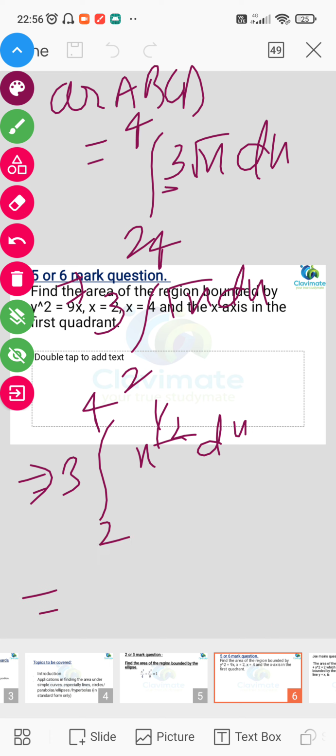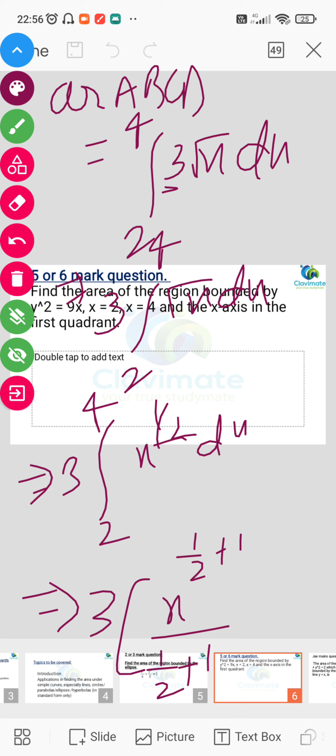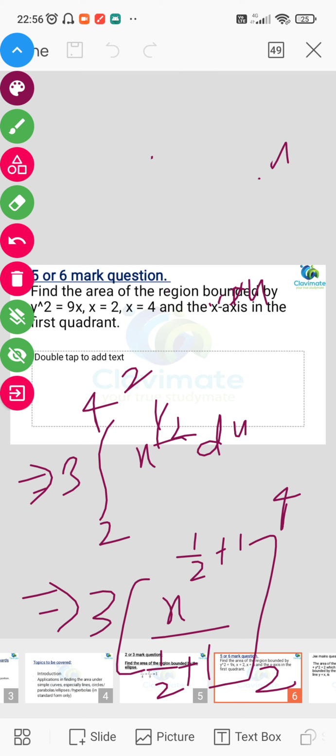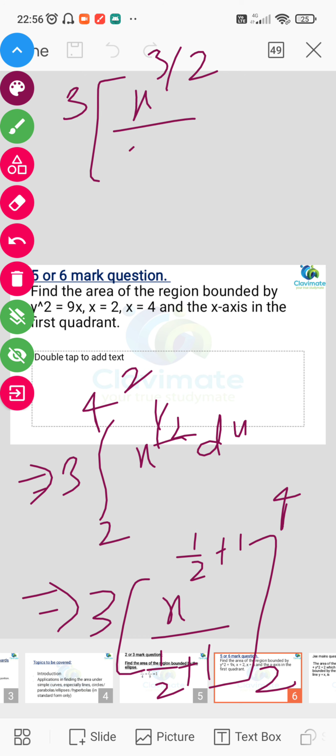So it will be 3 into x power 1 by 2 plus 1, upon 1 by 2 plus 1. Okay, and the limit is from 2 to 4. Let me write it here. We get 3 into x power 1 by 2 plus 1, which is x power 3 by 2 upon 3 by 2, and the limit is from 2 to 4. Let us put the upper limit and the lower limit.